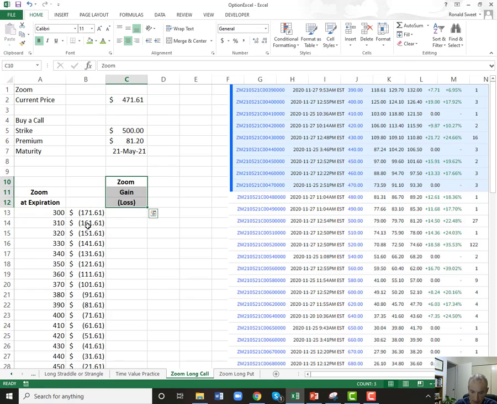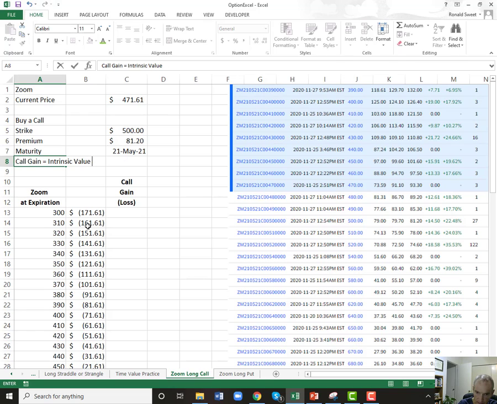Then we'll do the call gain or loss. Remember, the call gain or loss is going to equal, at expiration, the intrinsic value minus the option premium. And remember, the intrinsic value is going to equal, and you've seen this formula so many times, the max of S minus X, because it's a call option, and 0.